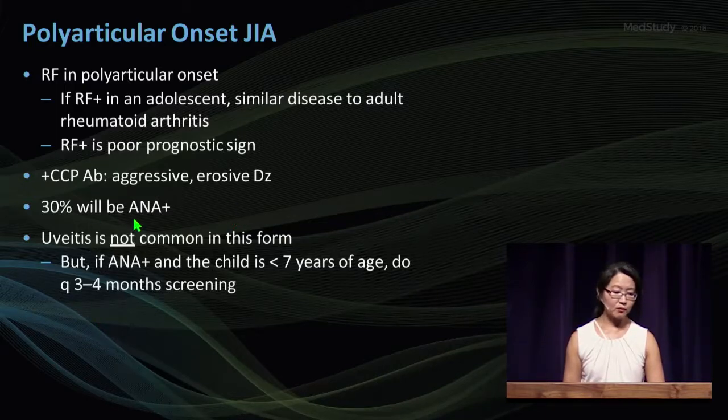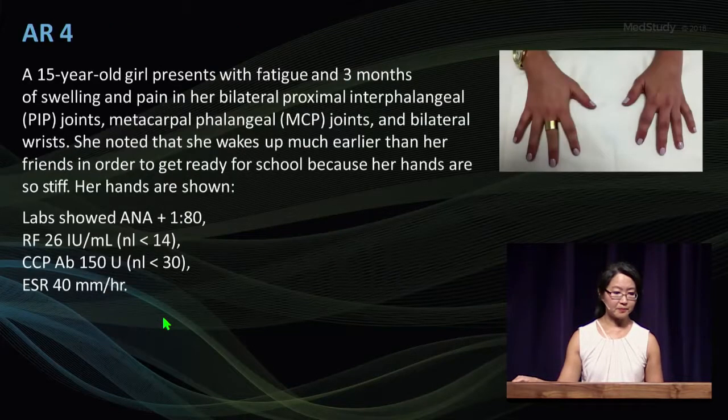About 30% will have a positive ANA. And if they are ANA positive, go ahead and send them to pediatric ophthalmology for a slit lamp exam. While uveitis is not as common compared to oligoarticular JIA, in patients with polyarticular onset, if the child's under 7 years of age, you still do slit lamp exams every 3 to 4 months, particularly if they're ANA positive.